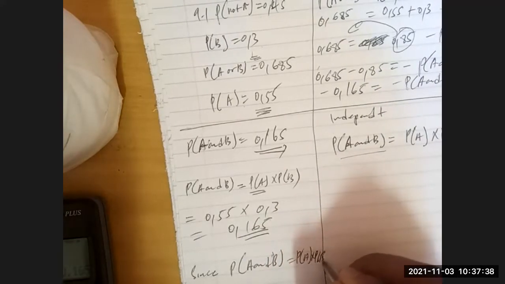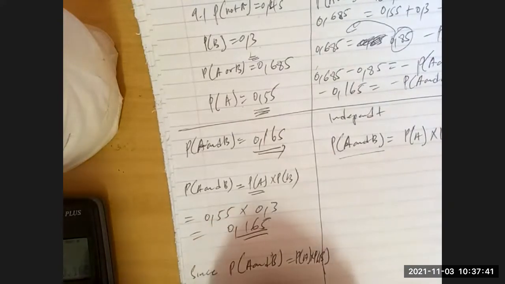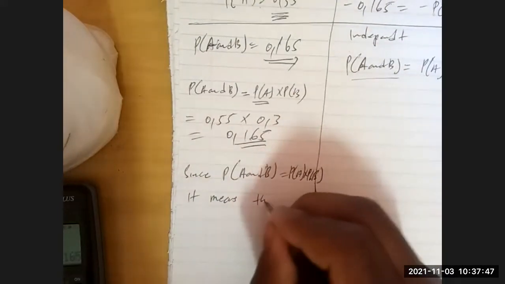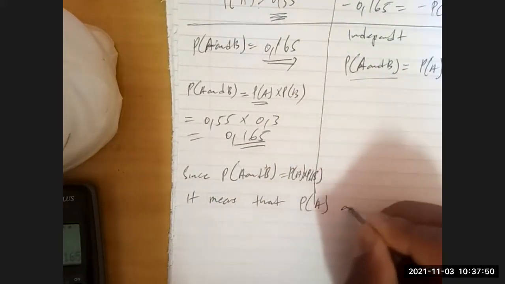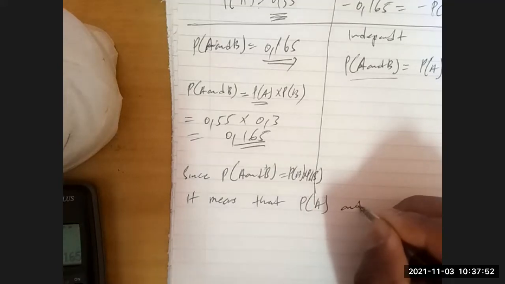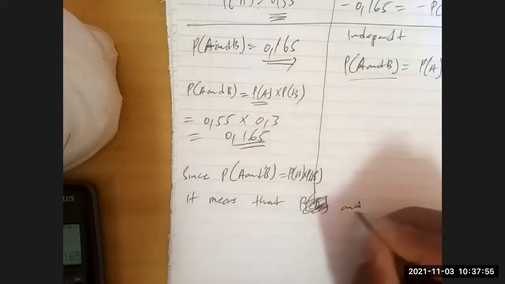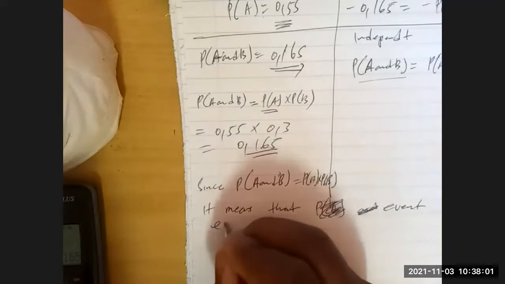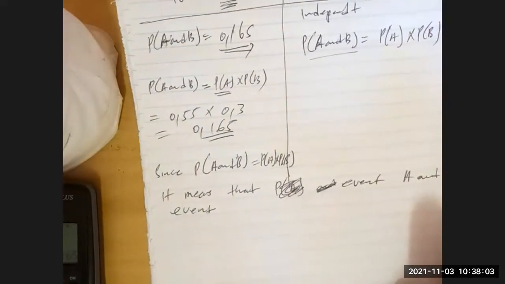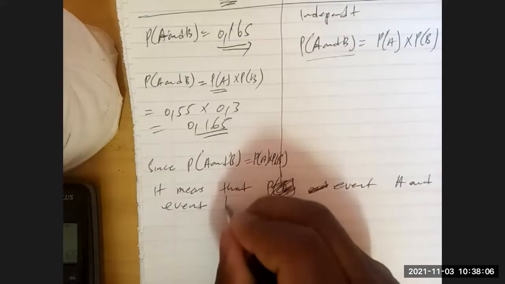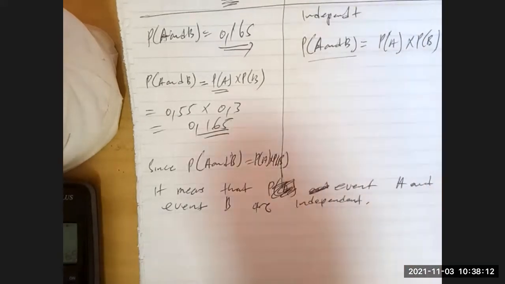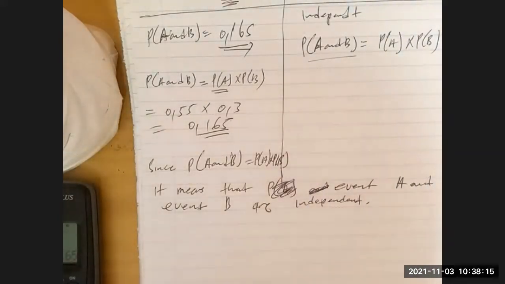Since the probability of A and B is equal to the probability of A multiplied by the probability of B, it means that event A and event B are independent. This is the condition. So you see, these two events are independent. So that was 9.1.